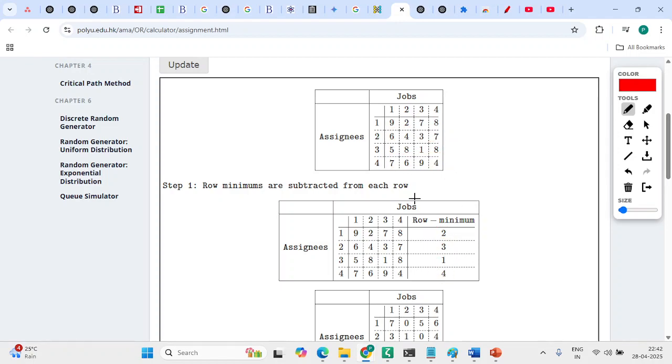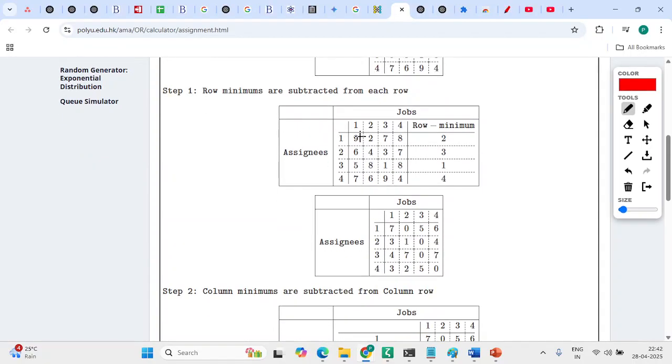Now we need to subtract the smallest number from each element. So for example, we are going to subtract this 2 from 9, so we will get 7. Then we will subtract this 2 from this 2 and we will get 0. And we will subtract this 2 from this 7 and we will get 5. And then we subtract this 2 from 8 and we get 6.